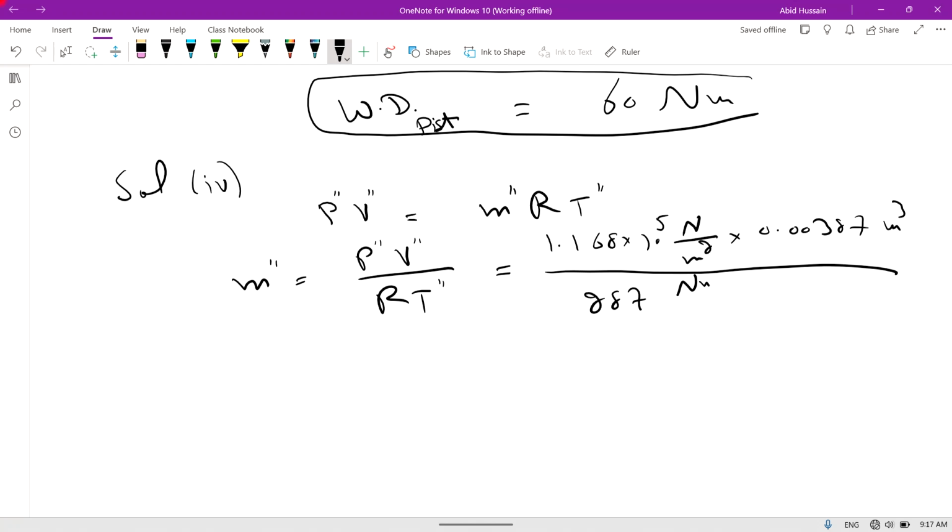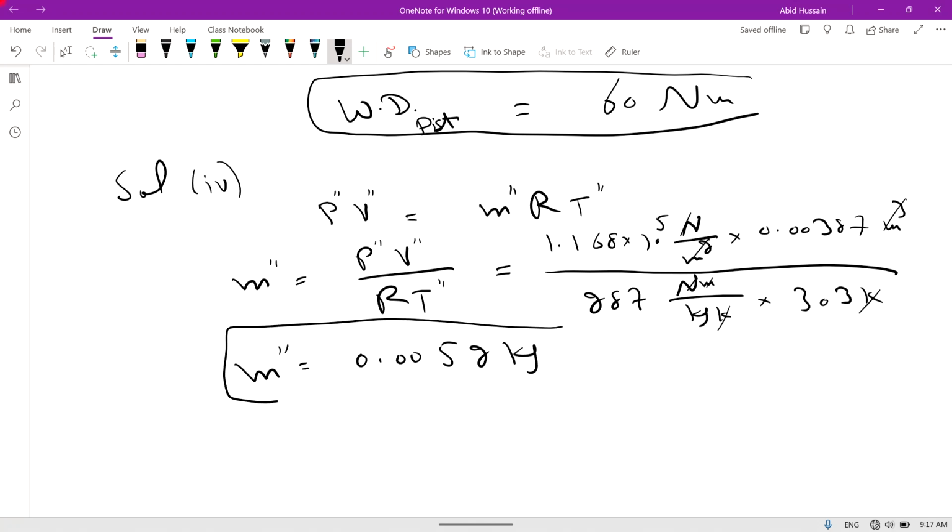Joule is equal to Newton meter per kilogram per Kelvin, multiplied by T double dash, which is 30 degrees centigrade or 303 Kelvin. Kelvin will be cancelled with Kelvin. Newton will be cancelled with Newton. Meter square and meter are both in the denominator, so this will be cancelled with meter cube. So the final unit will be kilogram, and the double division will be in the numerator. So simplifying all these, m double dash is equal to 0.0052 kilogram.